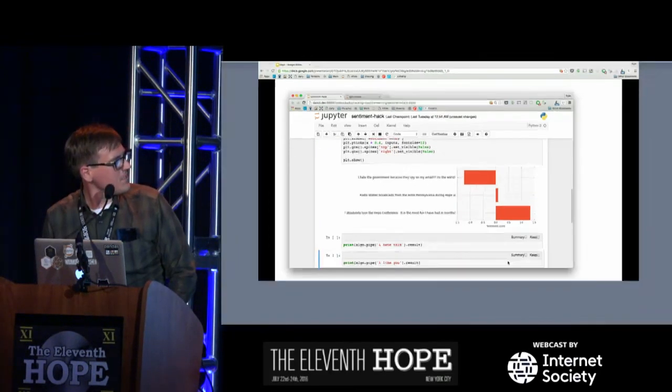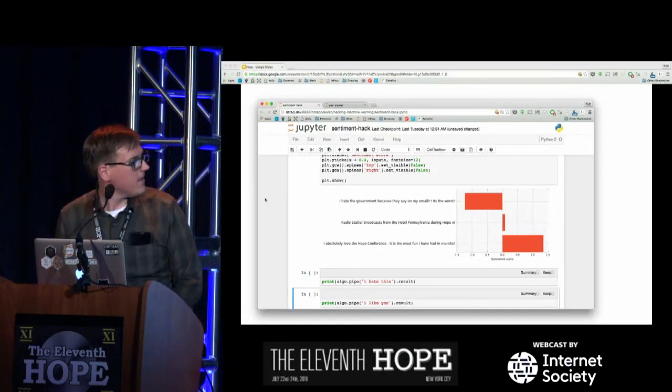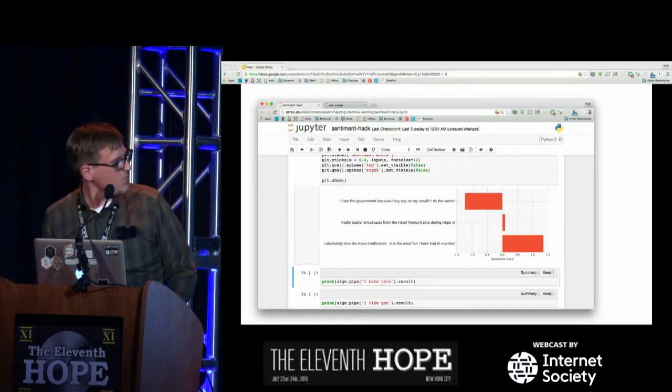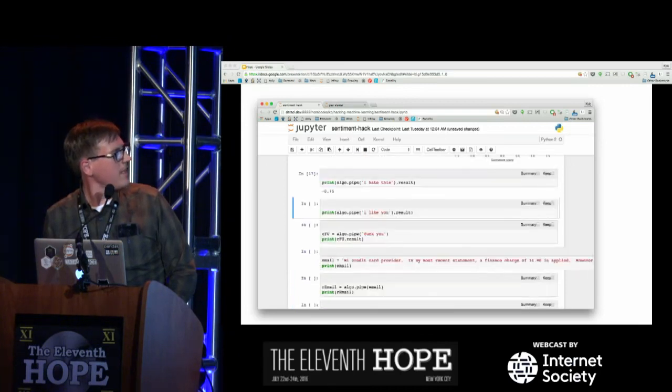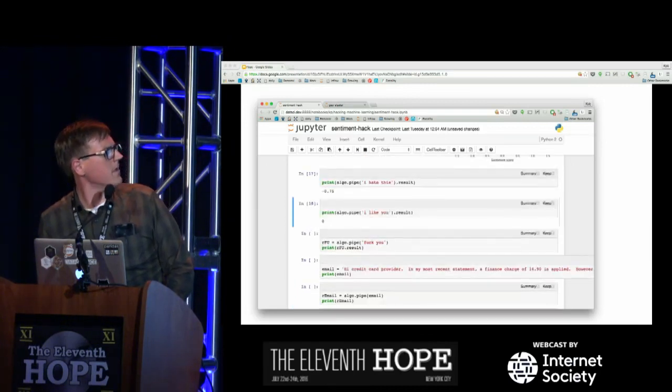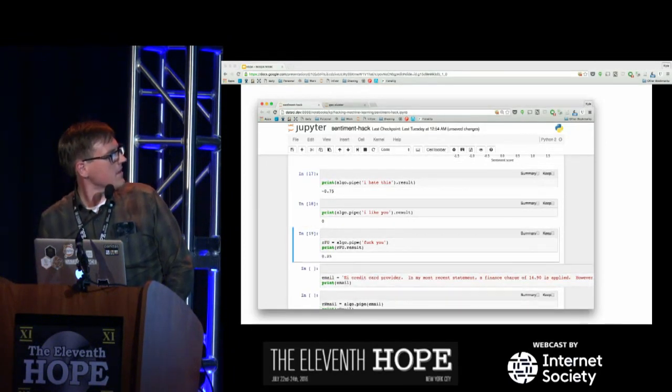So let's just see if we can break down and understand what exactly is going on. I would do that in this case by looking at some specific examples. So what do I get if I say I hate this? Negative 0.75. How about I like you? Seems like that should be positive. 0. Huh, weird. Seems like the algorithm could use some more training data. What if I have an expletive? Oh, it's positive. That's a little weird.